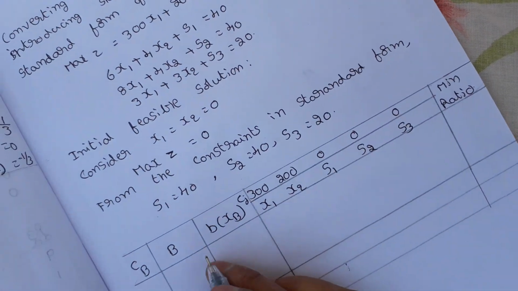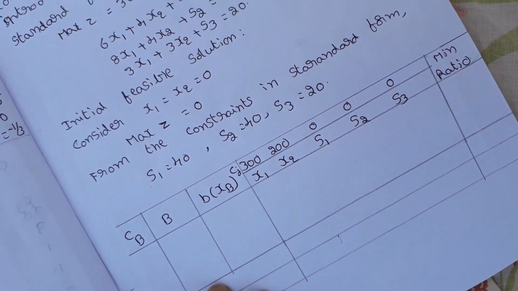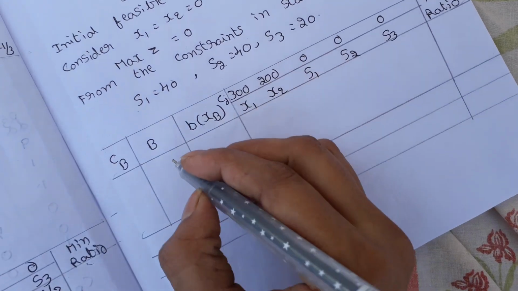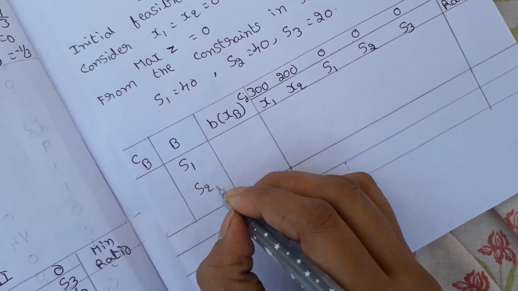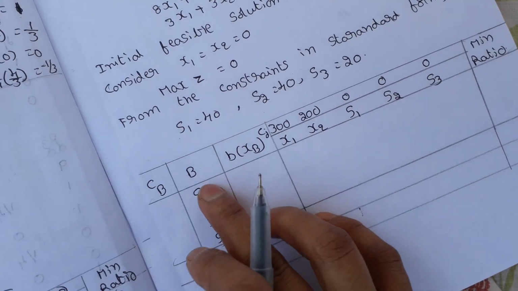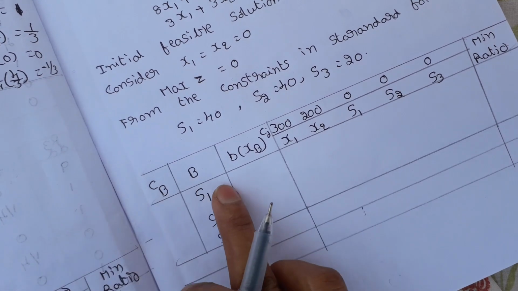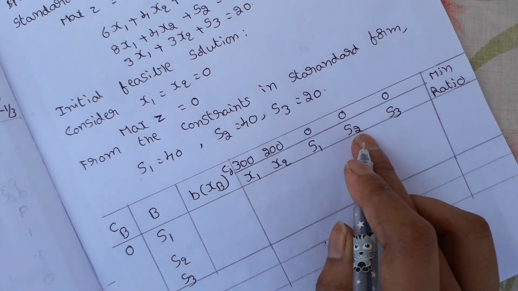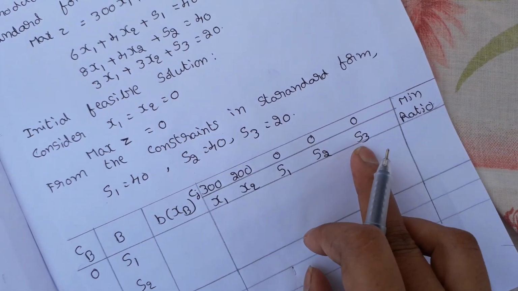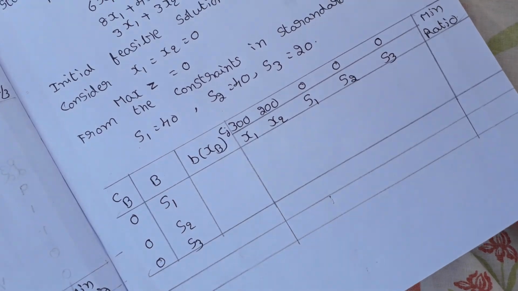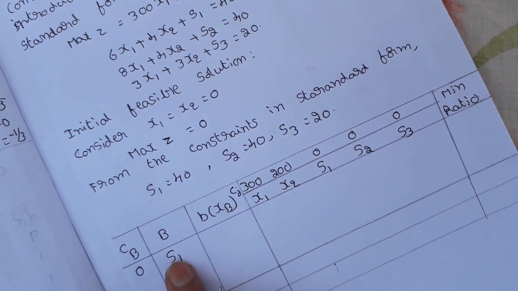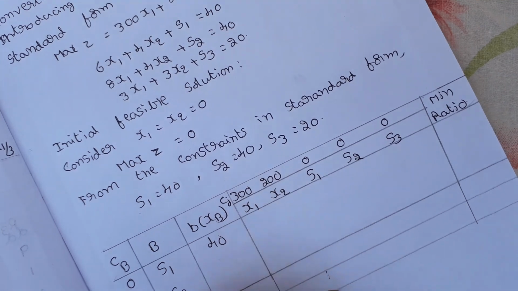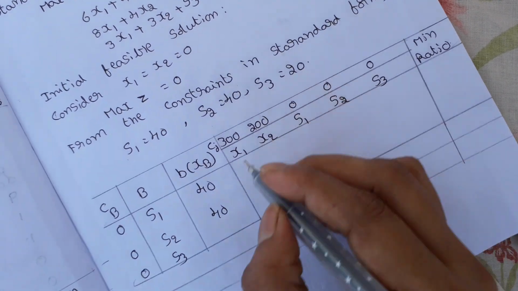Now we will first enter the variables in the table. The variables to be entered are s1, s2, s3. So here we write s1, s2, s3. Now CB is nothing but the coefficients of basis. What is the coefficient of s1? 0. Coefficient of s2 is again 0. Coefficient of s3 is also 0. Now what are the solutions of these variables? Solution of s1 equal to 40, s2 equal to 40, s3 equal to 20.